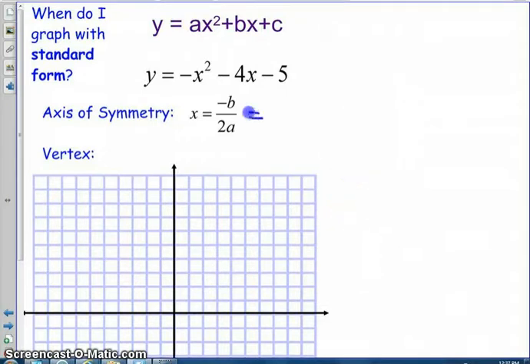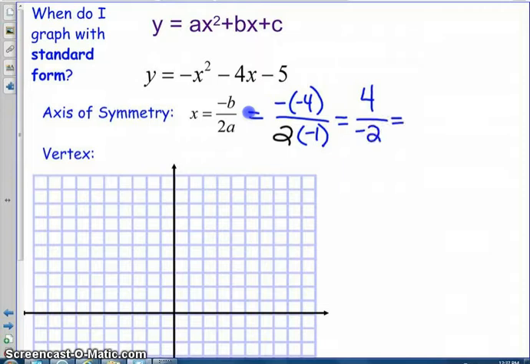I'm going to take the negative of my b, so it's the negative of a negative 4 here, and I'm going to divide it by 2 times my a. My a is a negative 1. So the negative of a negative 4 is positive 4. 4 divided by 2 times negative 1, which is negative 2, is negative 2. So I found my axis of symmetry to be negative 2. Now what that means is x equals negative 2 is my axis of symmetry.